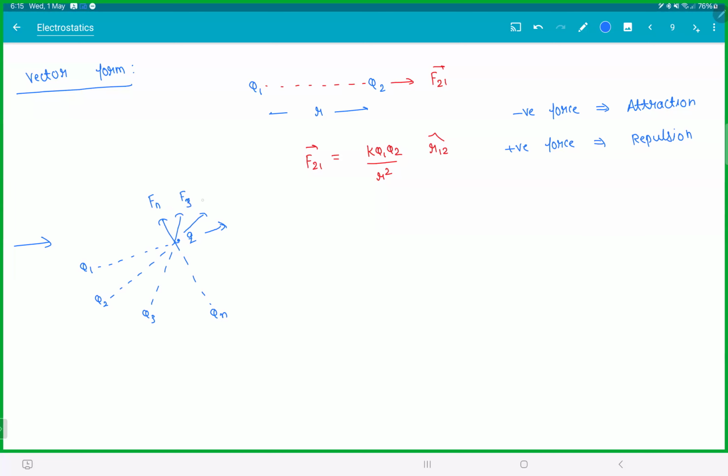Fn, F3, F1. So that is basic vectors. If there are 10 forces acting on the body, the resultant is a vector sum of the forces. See, the moment you use the formula K Q1 Q2 by R square, electrostatics got over there. It becomes a mechanics problem.